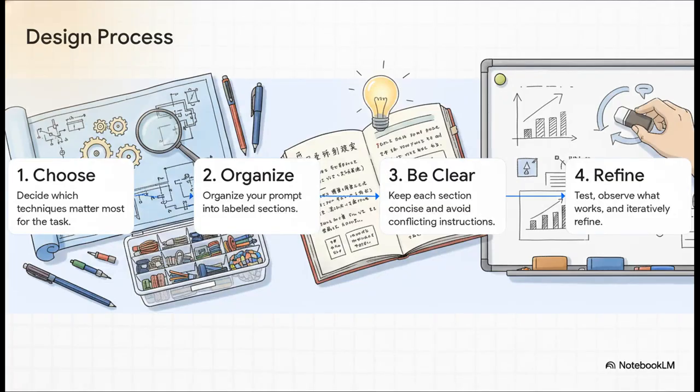Here it is, the blueprint. It all starts with choosing the right tools for the job. You've got to ask yourself, do I need to define a role here, or should I provide some examples? Then, and this is so important, you organize everything into labeled sections. From there, you just got to keep it clear and concise. And that last step is key. You test and you refine. You have to think of it as a cycle of constant improvement.